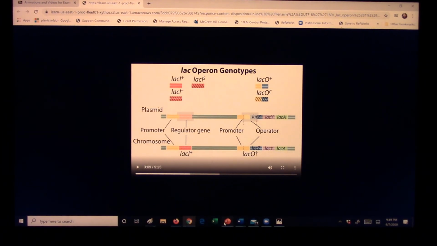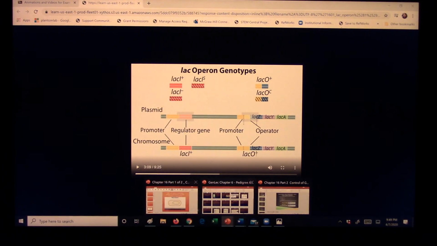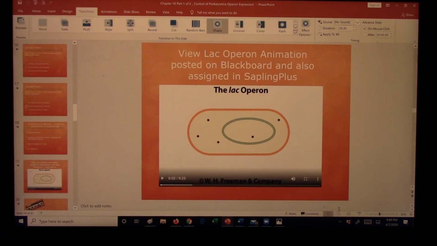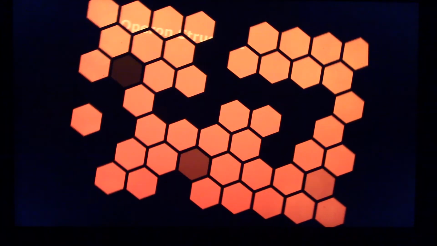So we're going to go back to the PowerPoint slide. That's a whole can of worms, that partial diploid, and I'll need to draw that for you. Alright, so be working on your lac operon ICE as we continue to go along.